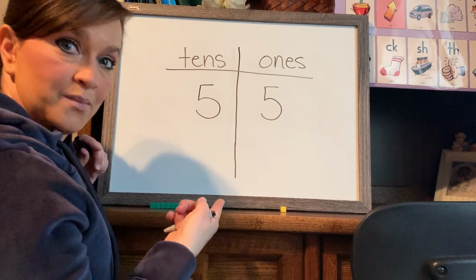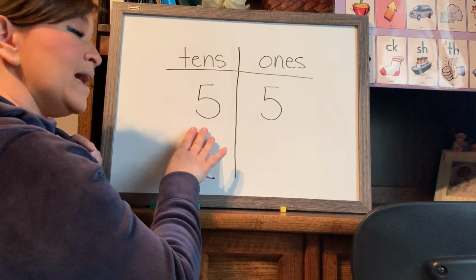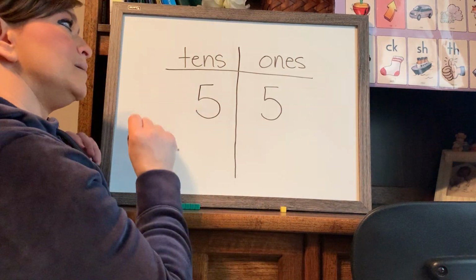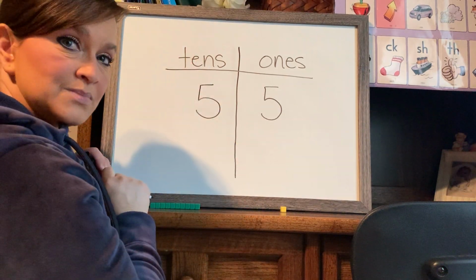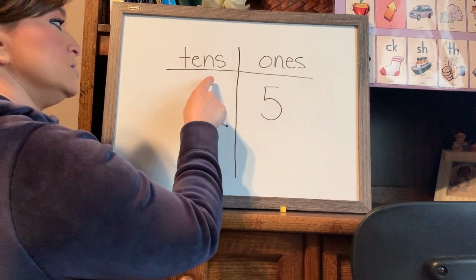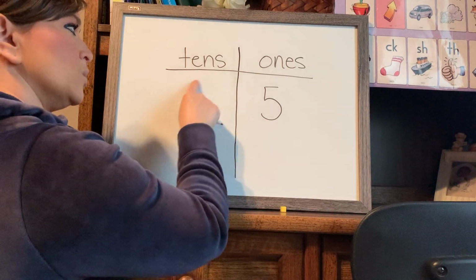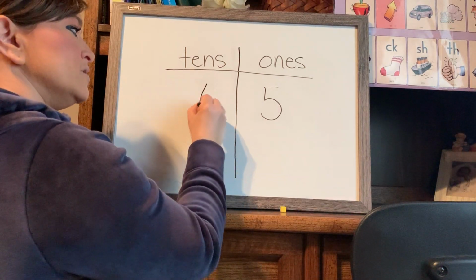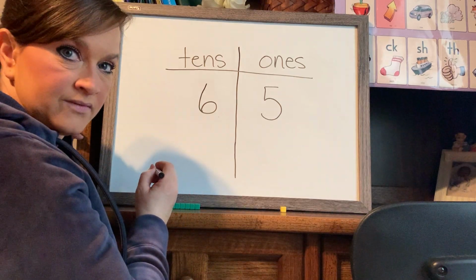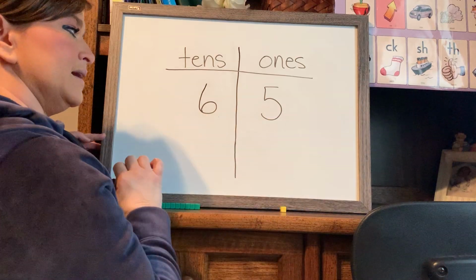Okay, what do you think 10 more than that would be? So 10 more means this number does not change. Nothing happens to the ones. 10 more means the number in the tens place just goes to the next number. You just add one to the number in the tens place, which is this one, and we're just going to move it to the next number. So it was 55, but 10 more makes it 65.